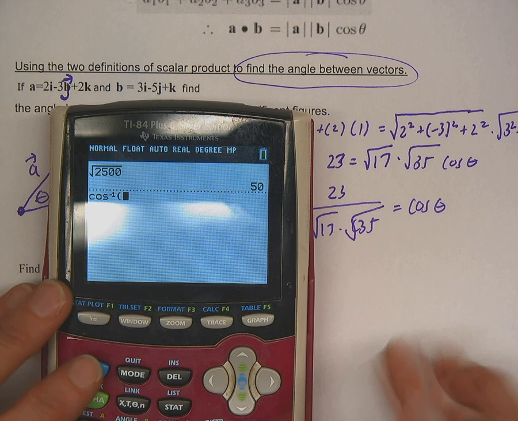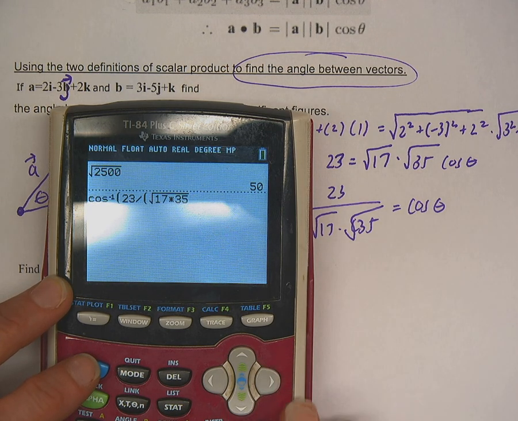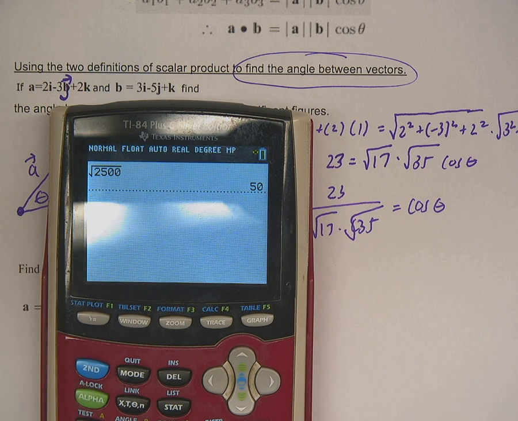Okay, so inverse cosine of 23 divided by root 17 times root 35. And I can just keep them under one radical together. That will not change anything. So we get about 19.5.